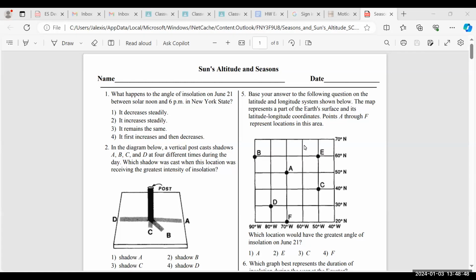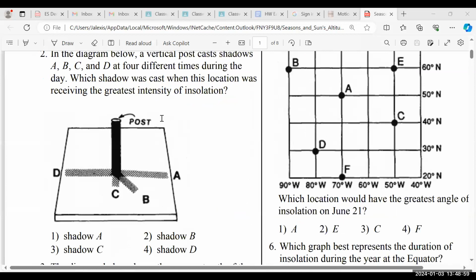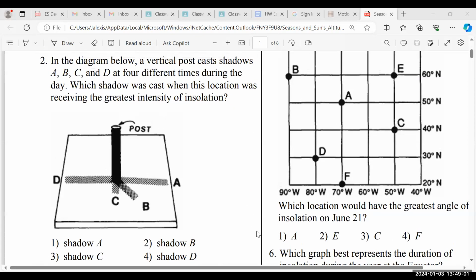All right, so we are going to start off with sun's altitude and seasons, and we're actually going to go to question number 2. Question number 2 states, in the diagram below, a vertical post casts shadows A, B, C, and D at 4 different times during the day. Which shadow was cast when this location was receiving the greatest intensity of insolation?